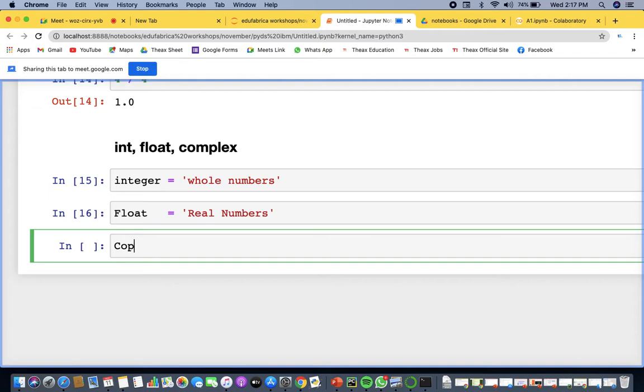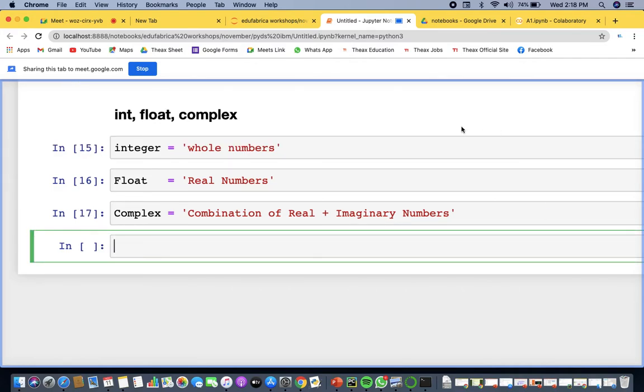Then it comes to the complex type. So complex, we say, is a combination of real plus imaginary numbers. Okay, there we see complexes.